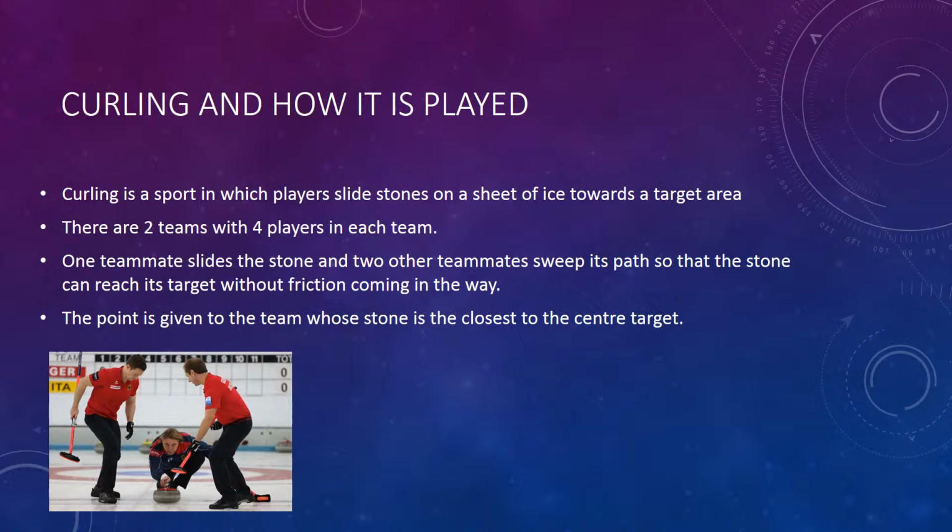There are two teams with four players in each team. One teammate slides the stone and two other teammates sweep its path so that the stone can reach its target without friction coming in the way. The point is given to the team whose stone is the closest to the center target.